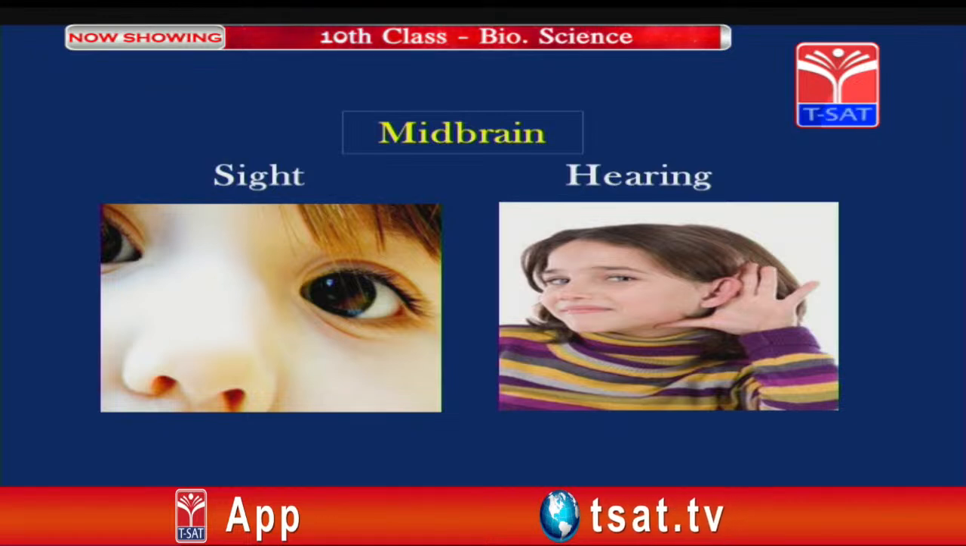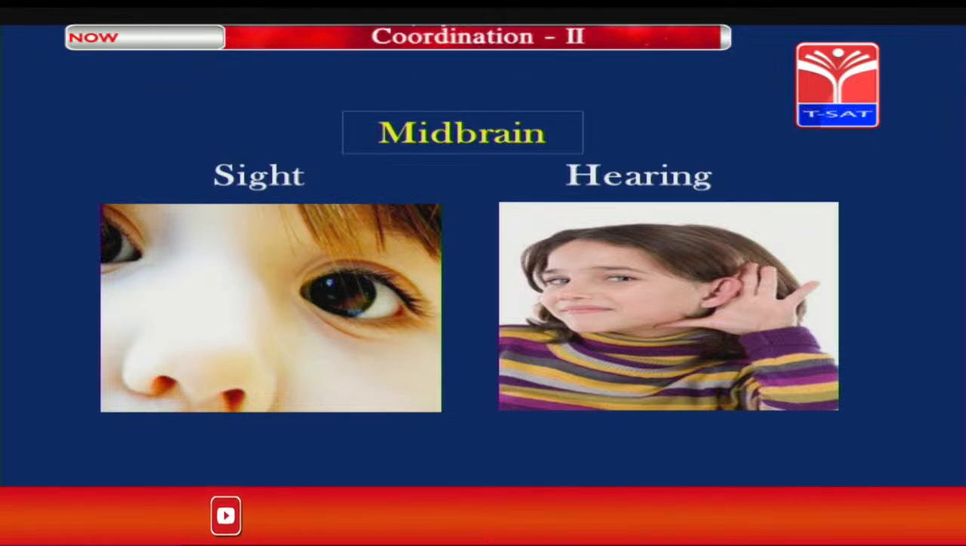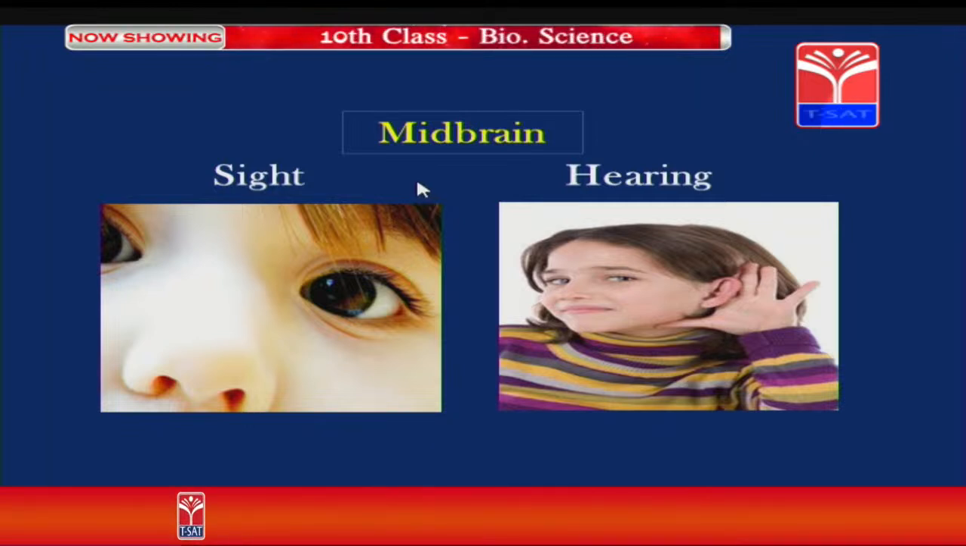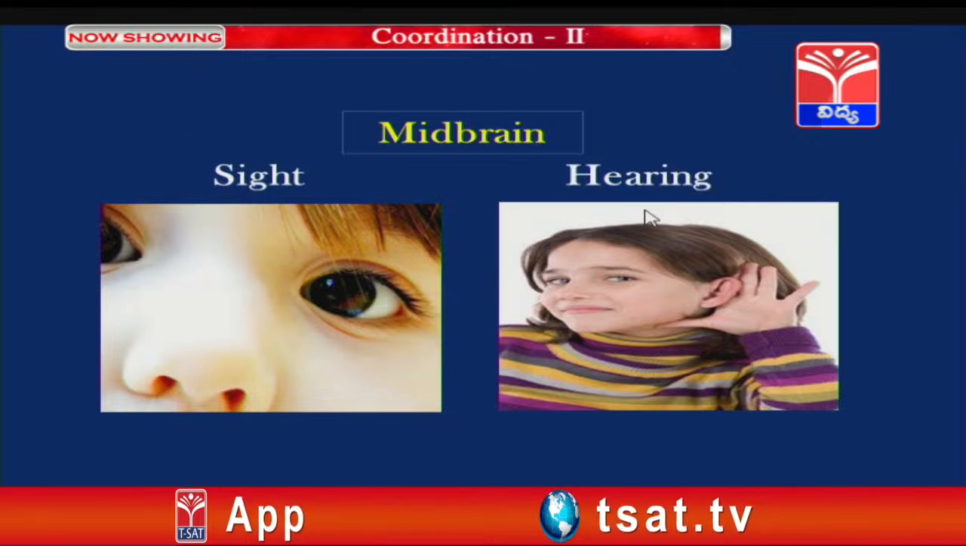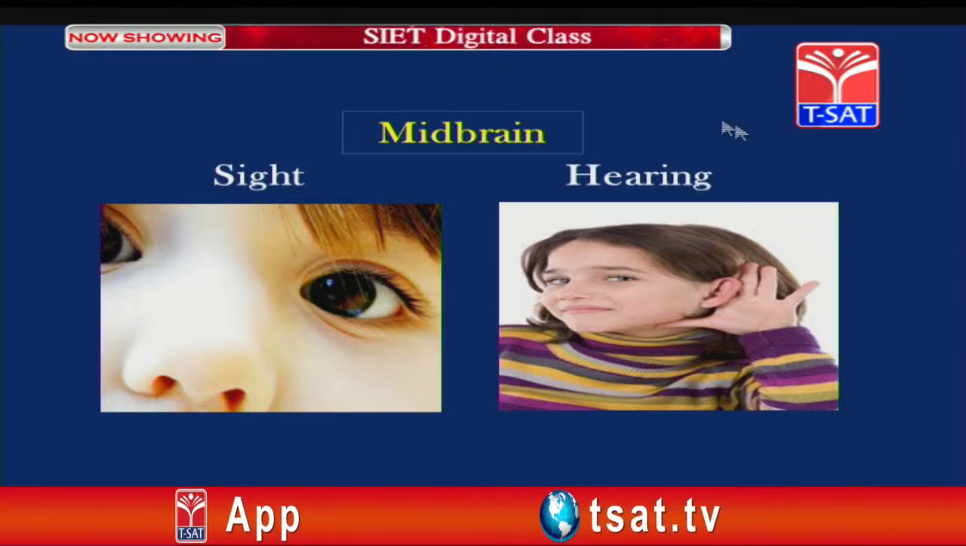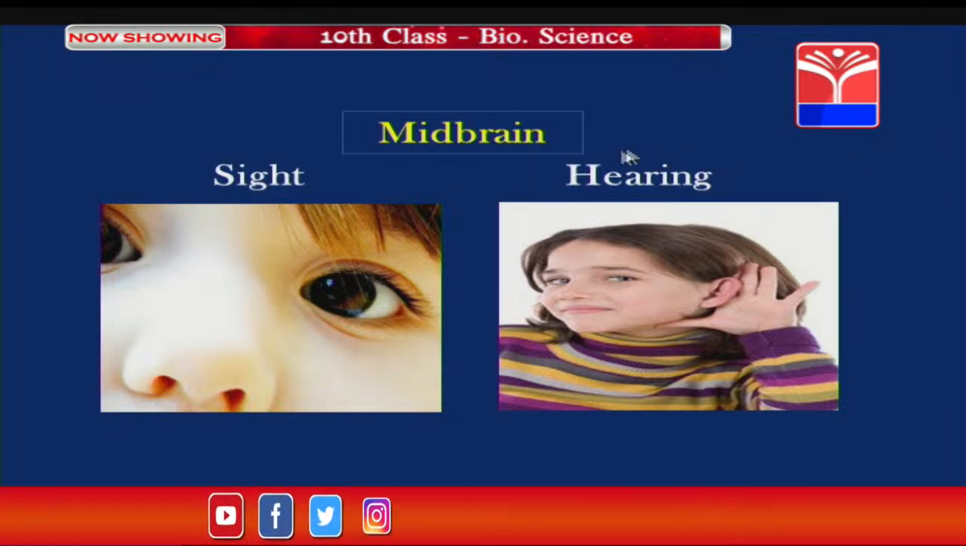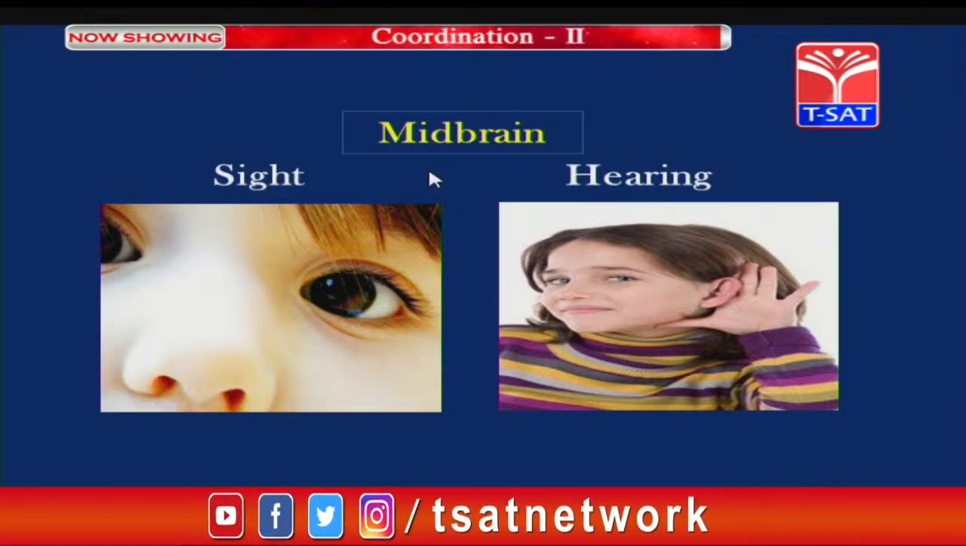Now, coming to the midbrain. The midbrain is the smallest part of the human brain. It is concerned with the sense of vision and sense of hearing. The two superior optic lobes are concerned with vision, that is sight, and the two inferior optic lobes are concerned with auditory function, that is hearing different kinds of sounds. So, this is the function of midbrain.